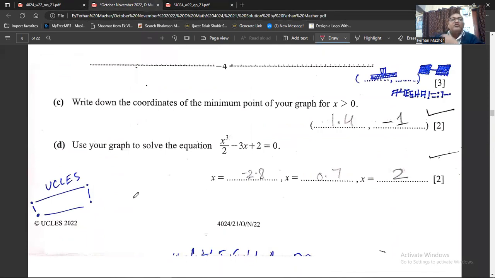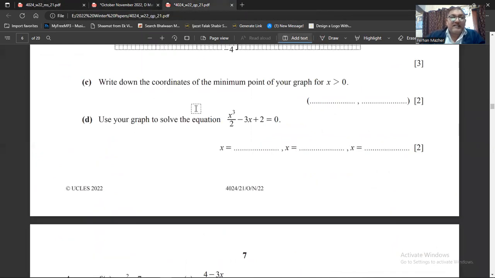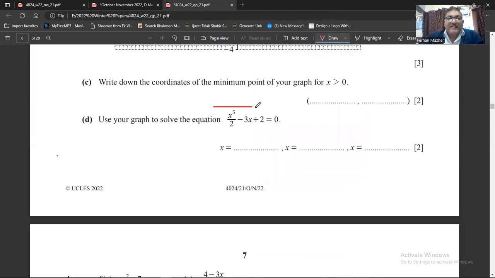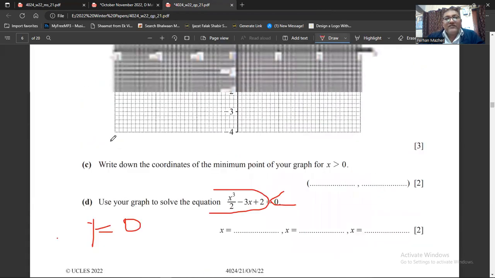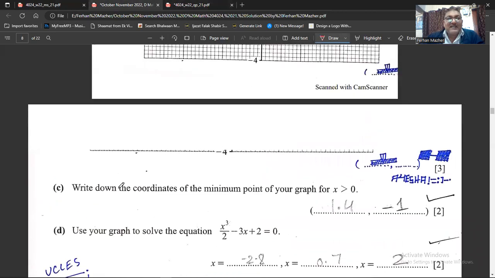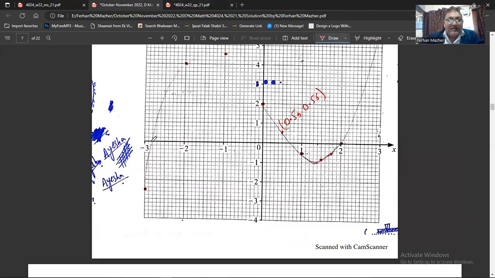Then the question is use your graph to solve this equation. Whenever they ask you to solve it from the graph, you can see this is the equation of that curve, and whatever is here, you will suppose that this is equal to y. So y is equal to 0. If you draw a line y equals 0, that line will be this x-axis, and wherever this line cuts your graph, that will be the solution.